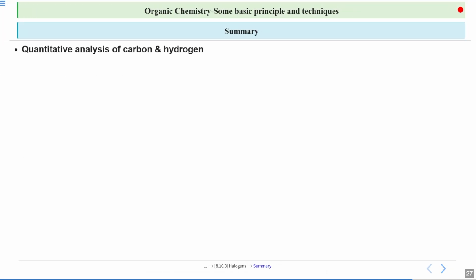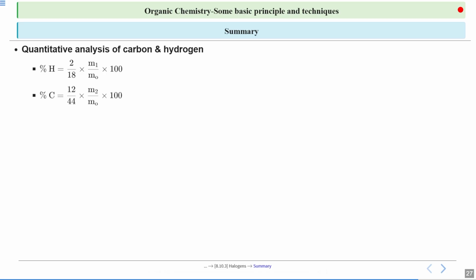So we already talked about 3 types. What are those? First of all, the quantitative analysis of carbon and hydrogen. Let us see how we calculated the percentage of hydrogen in the compound. The formula shown here is percentage of hydrogen equals 2 divided by 18 multiplied by the mass of water divided by the mass of the original compound times 100. This tells us how much hydrogen was present based on the water produced when the compound is burned. Water is formed from hydrogen in the compound.